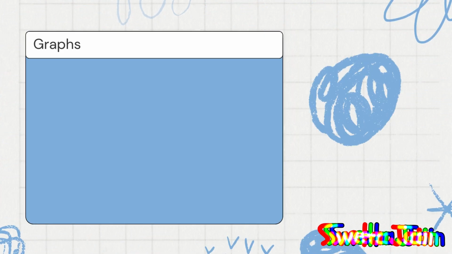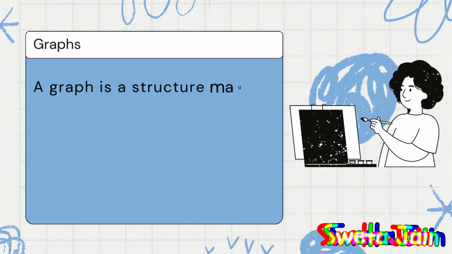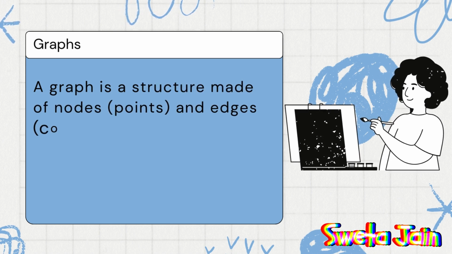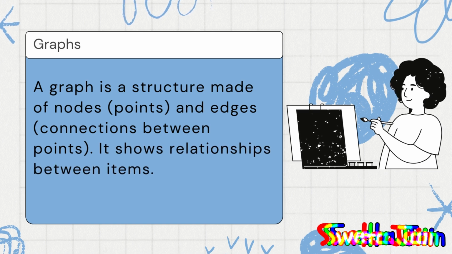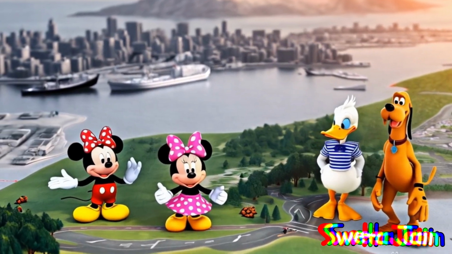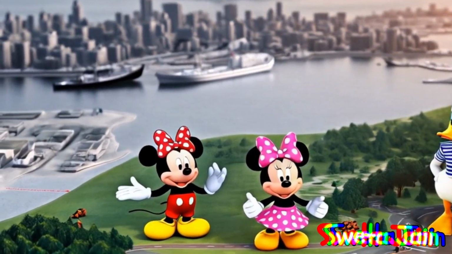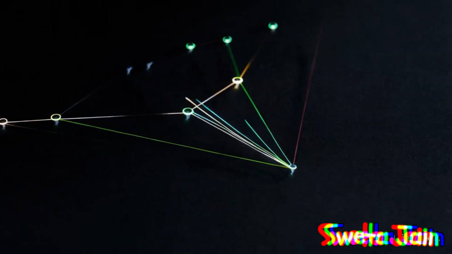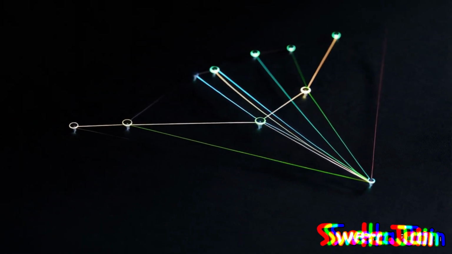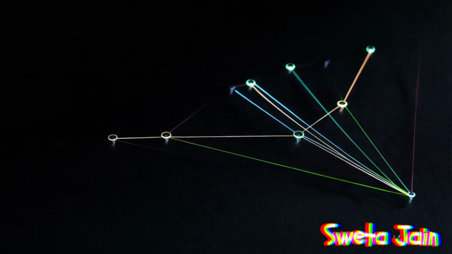8. Graphs. Definition: a graph is a structure made of nodes, points, and edges, connections between points. It shows relationships between items. Imagine each of Mickey's friends as a dot. Mickey Mouse is friends with Donald Duck, Goofy, and Minnie Mouse, so we draw lines between Mickey and those 3 friends. These show friendships or connections between them.